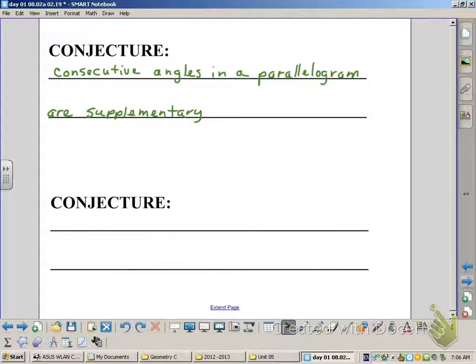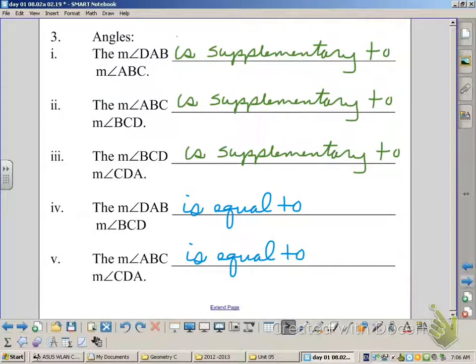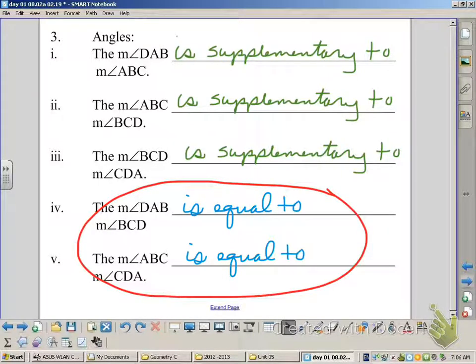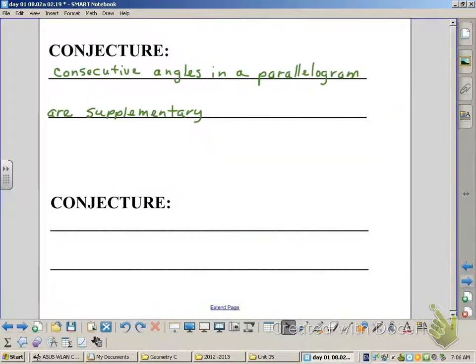Now our next conjecture is about those last pairs of angles that we looked at. If we take a look back, what was happening with our last pairs of angles? How did we describe the location from angle DAB and angle BCD? They're across from each other, and in geometry, that can mean opposite. So our conjecture here will be opposite angles in a parallelogram are equal or congruent. Take a moment and make sure you have those blanks filled in. If you need to hit pause, go ahead.